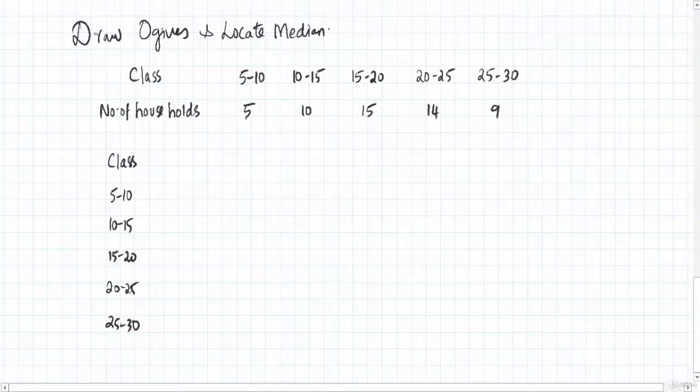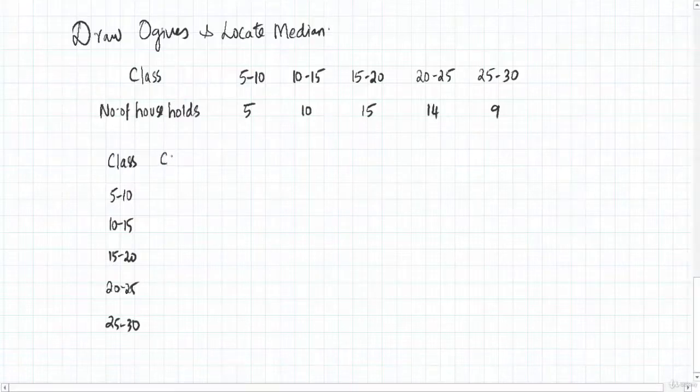How many households are in the class of 5 to 10? We can say 5. How many households are in the class of 10 to 15? We can say 10. But if I ask you how many households are in the class less than 15, then it is going to be 15. If I ask how many households are less than 20, then you would say it is 5 plus 10 plus 15, that is 30. If I ask how many households are less than 25, then it is 30 plus 14, that is 44. So basically I'm going to create a cumulative class frequency.